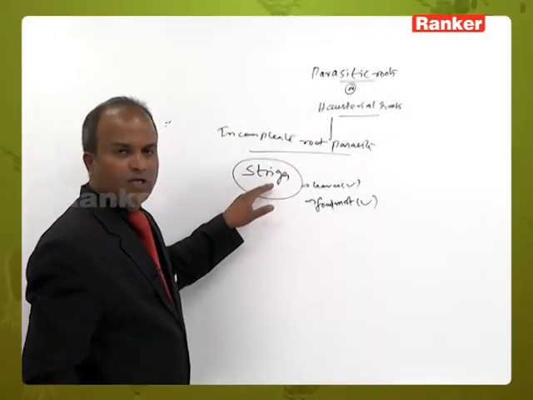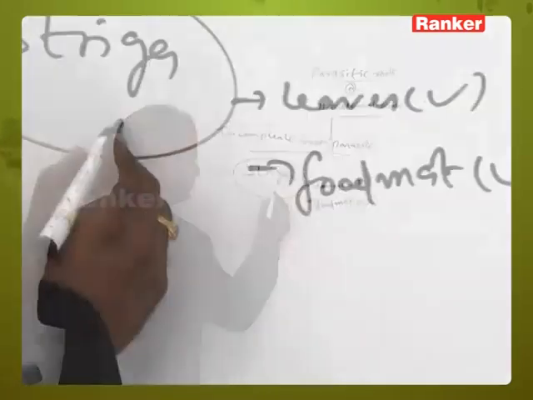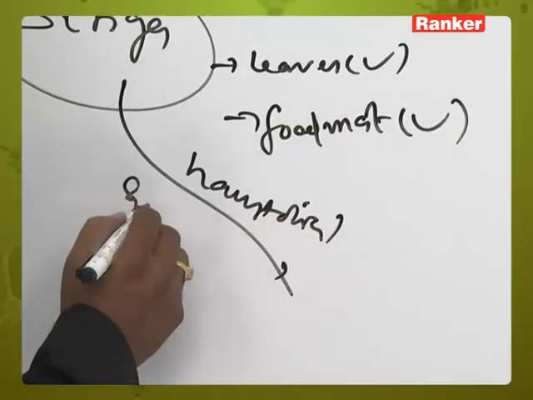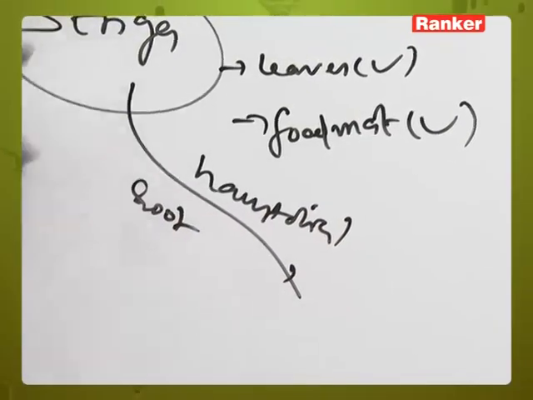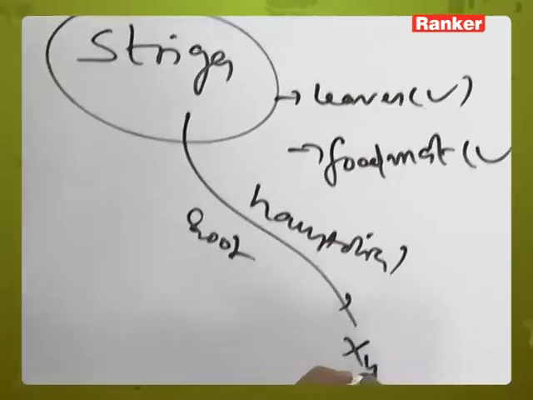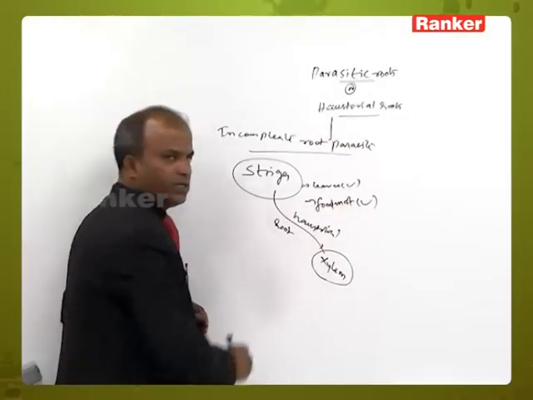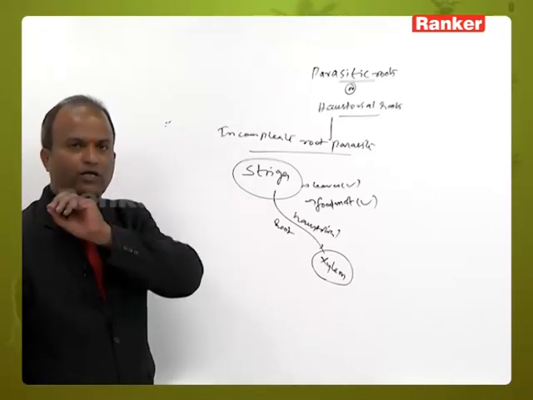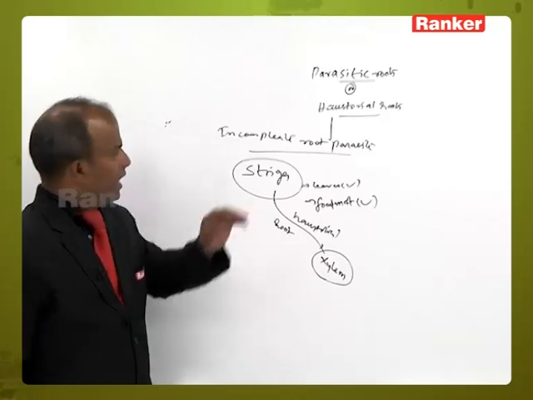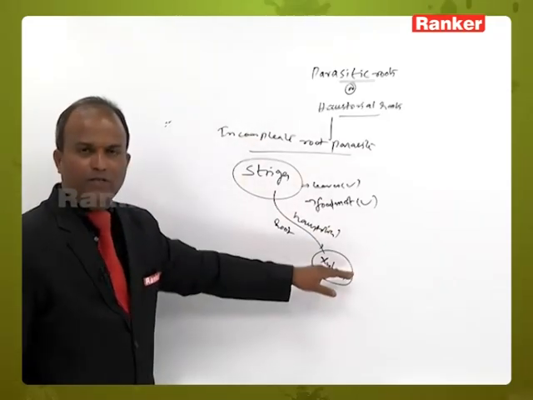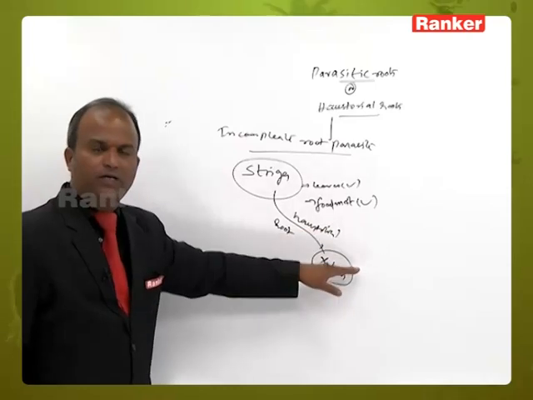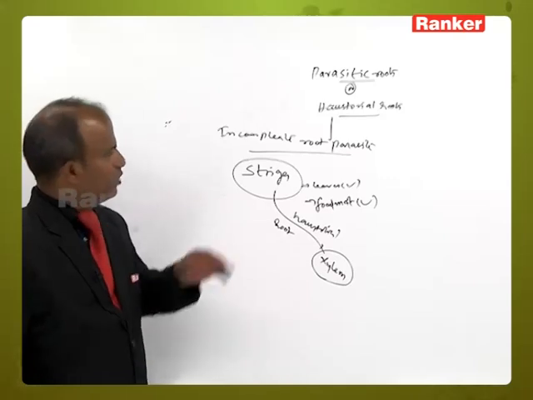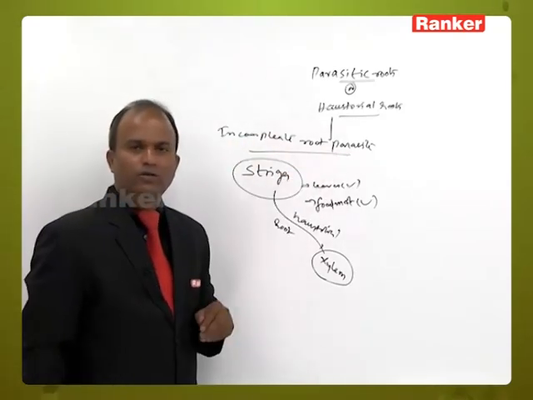That means the haustorial roots of Striga penetrate only into the xylem in order to absorb only water and minerals, but not for food materials. So, as it is not completely depending upon the host, as it is incompletely depending upon the host only for water and minerals but not for food materials, it is nothing but an incomplete root parasite.